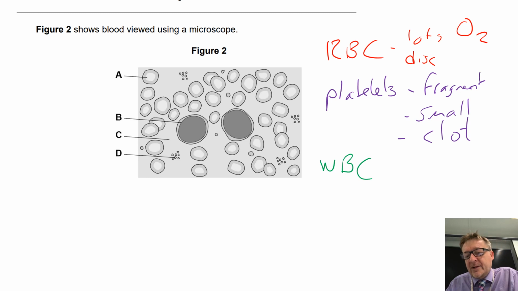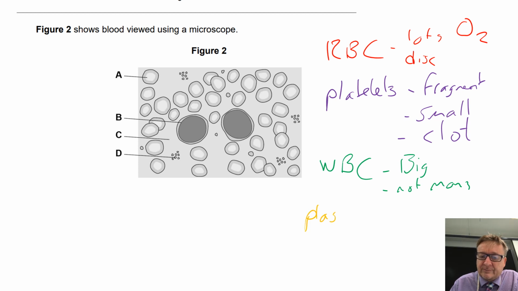Okay, we're doing white, but it's got a white background. White blood cells, they tend to be bigger and not many, because most of the time you don't really need very many. And the final bit is plasma. Plasma is kind of like a straw-coloured liquid, right? And what it is, it's all the liquid in between these different things.